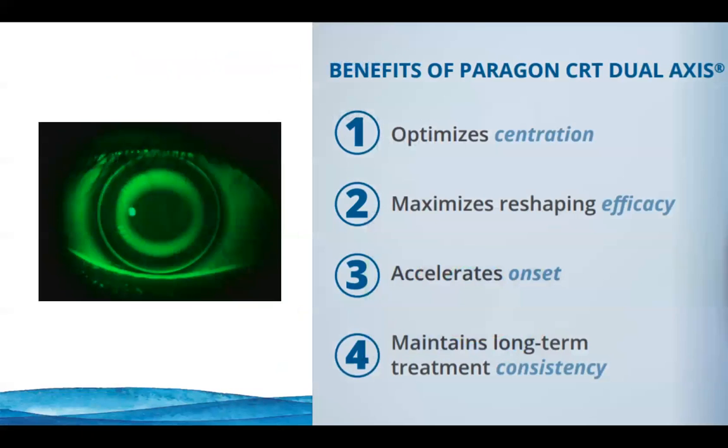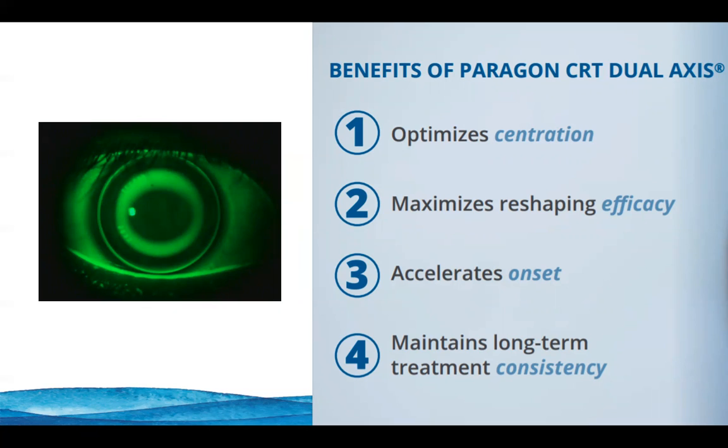So this patient was wearing Paragon CRT Dual Axis lenses. Any patient with corneal toricity greater than 3/4 of a diopter calls for a dual axis lens. But really, even for patients who are borderline between a spherical or dual axis lens, a dual axis lens will lead to a faster onset. We have studies showing that it leads to 50% faster reduction in myopia.